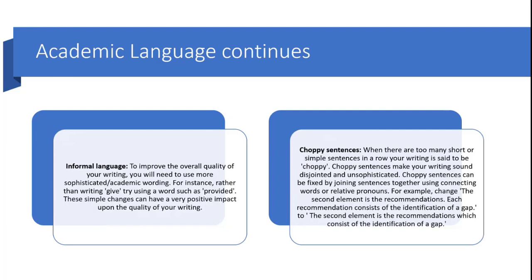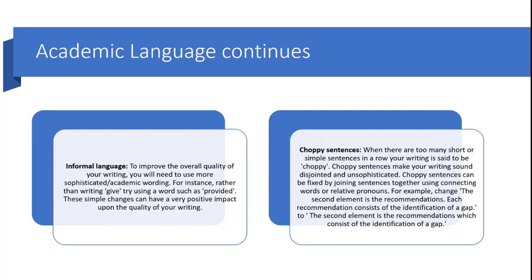So, for example, you will change the sentence. The second element is the recommendation. Each recommendation consists of identification of gap. These are two choppy sentences, short sentences that follow each other. You could change this by joining these two sentences with a comma and which. The second element is the recommendation, which consists of the identification of a gap.